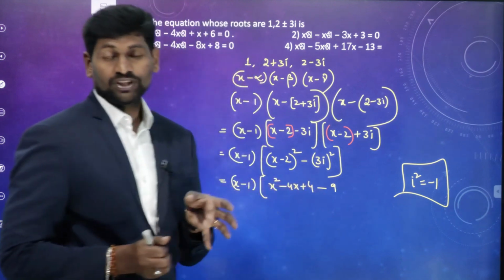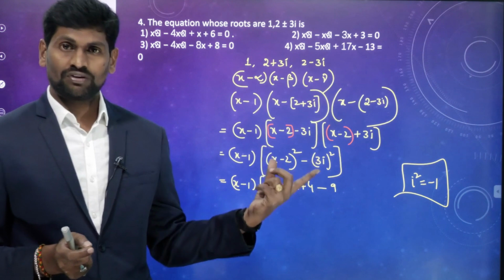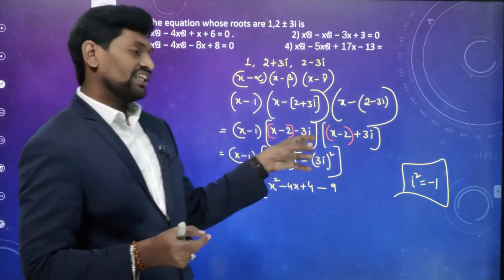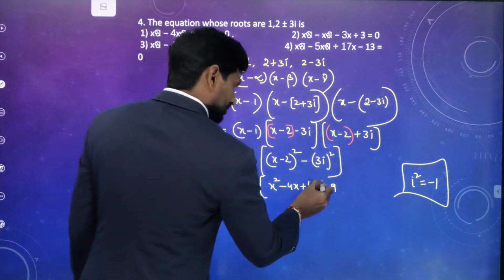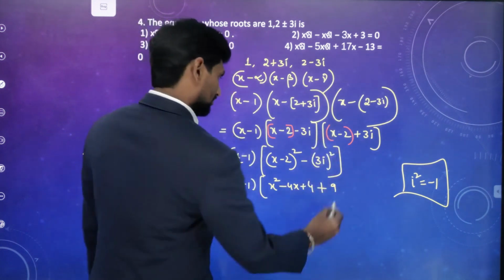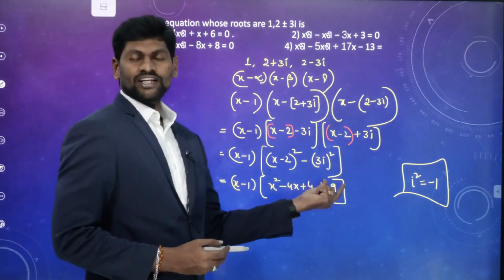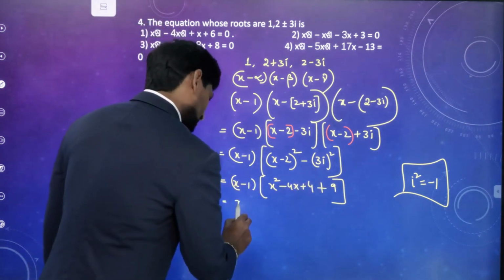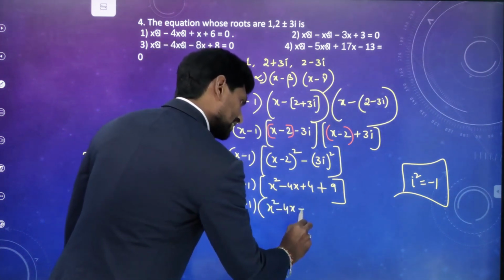You will get this concept in complex numbers, so we'll discuss there in detail how i square value becomes minus 1. Until then, just remember the value. So 9 into minus 1, plus 9. Now simplify this: x square minus 4x plus 13. So x minus 1 into x square minus 4x plus 13.